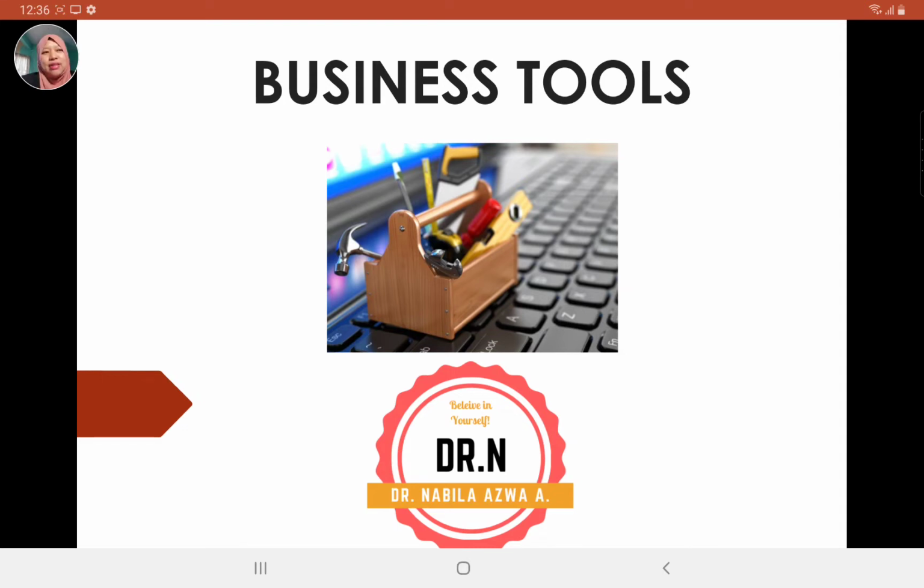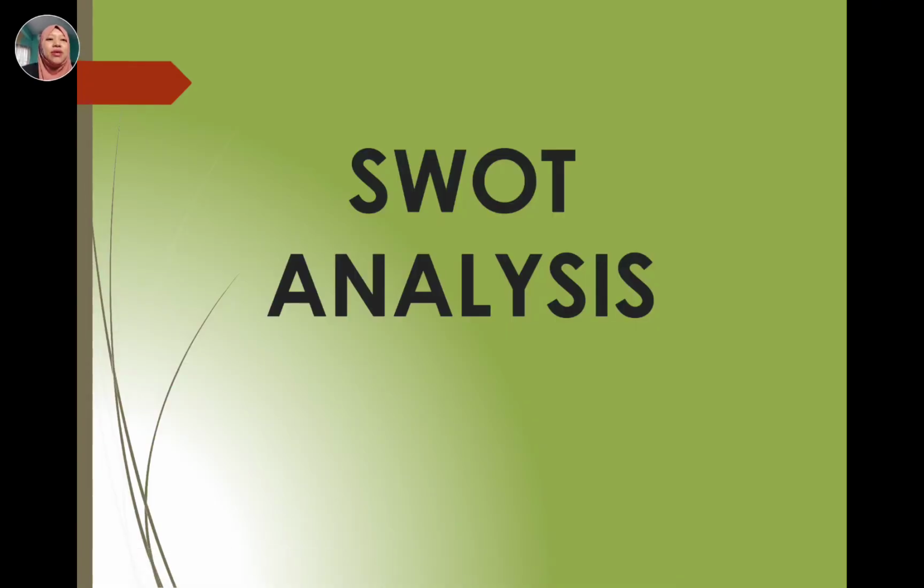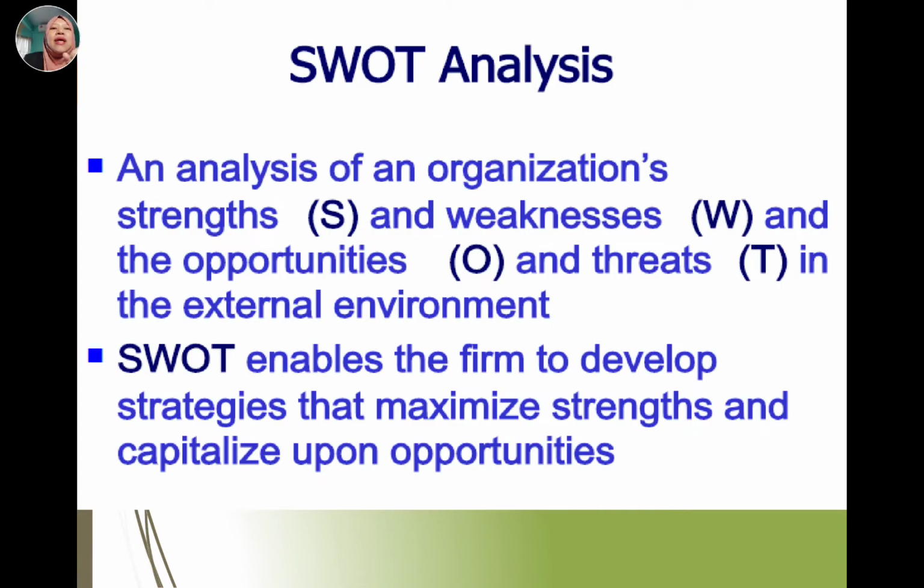So this is the second chapter for this week, which is business tools. When we talk about business tools in this topic, we are referring to BMC and SWOT analysis. First, we will start with SWOT analysis. So what is SWOT analysis? S is referring to strengths, W weaknesses, O is opportunities, and T, what is T?